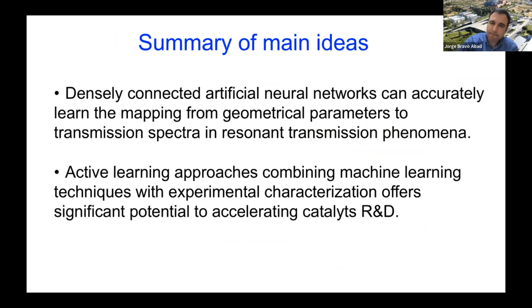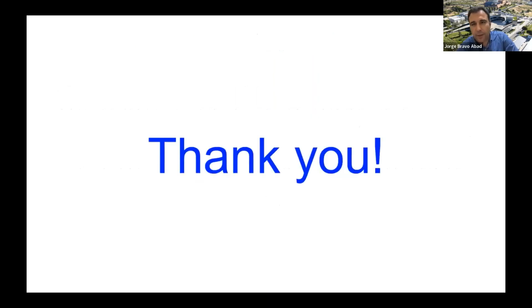So here's a summary of the main ideas. Essentially, you have seen how simple, densely connected artificial neural networks can be used to accurately predict the response and to do inverse design in optical devices associated with resonant transmission phenomena. And you have seen at least a hint of how active learning approaches, in which you combine numerics and experiments all together, are offering quite some potential for accelerating catalyst R&D processes. Okay, so thank you very much for your attention.